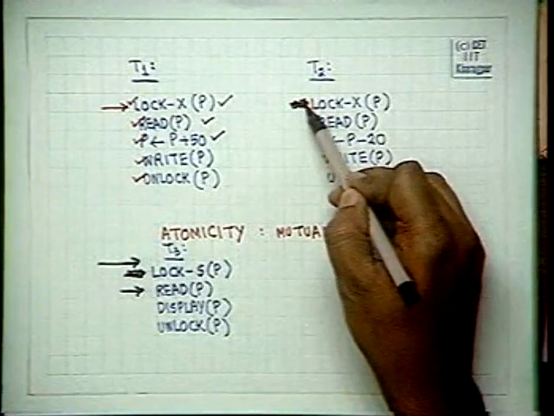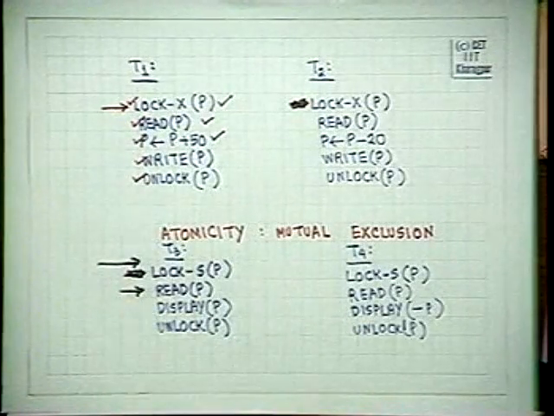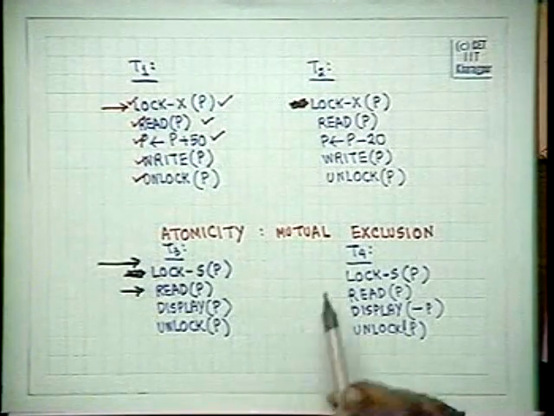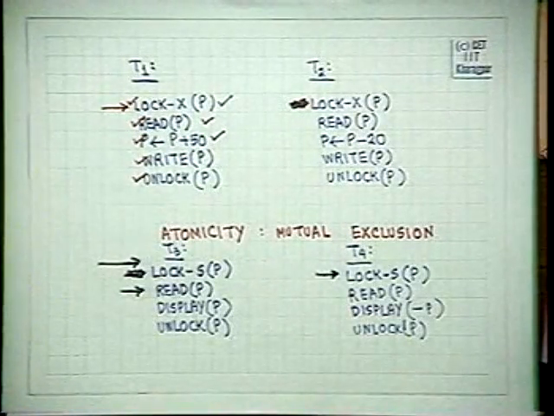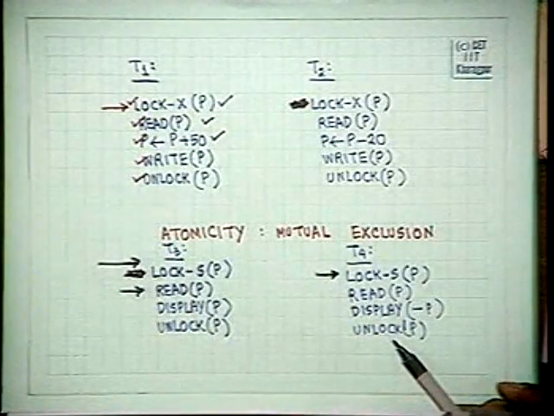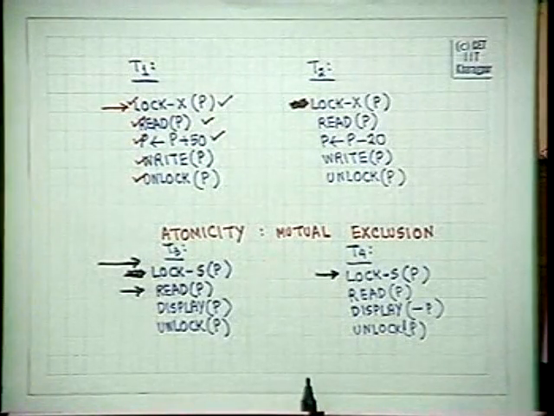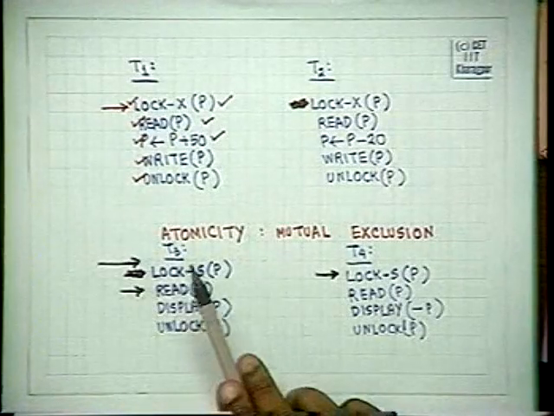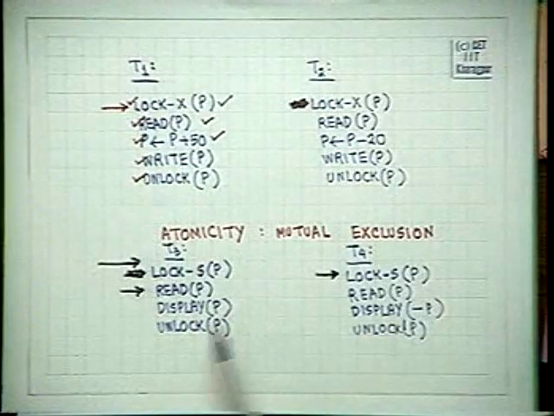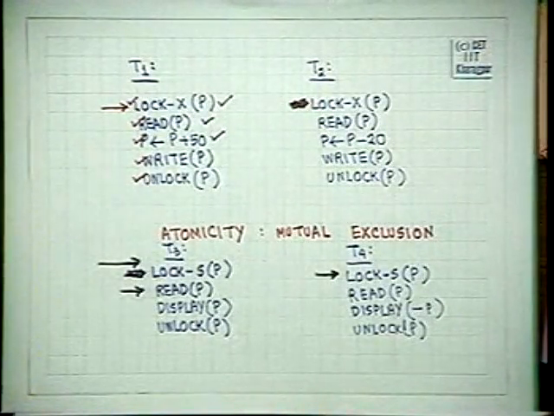But suppose T3 has acquired the lock in shared mode, has done a read P, and the time slot is over and time comes to T4. Can T4 acquire the lock? Yes, because T3 will read and T4 will read. Since both will read and nobody will write on that data, simultaneously this will be allowed. If we had kept only exclusive locks, we would not have been able to have this sort of concurrency which we will get if we keep shared locks.